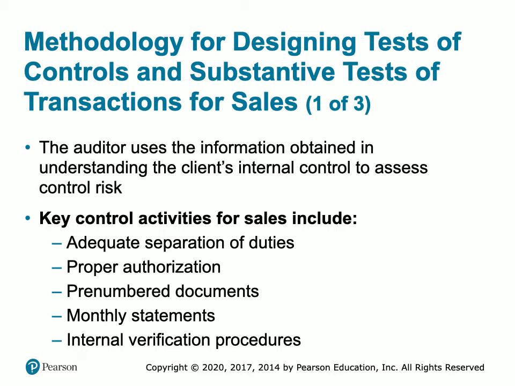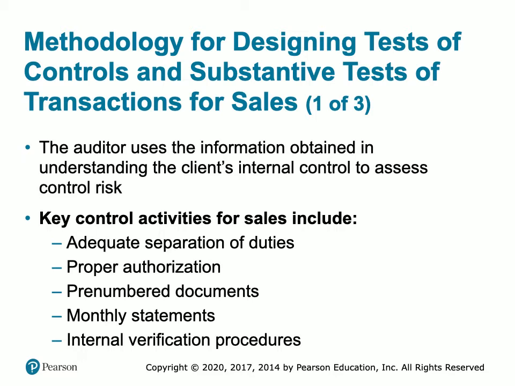So how do you design the test of controls and the substantive tests for the transactions? You want to understand first how the controls work. Do you have adequate separation of duties? The person who invoices a customer is not the person who ships the goods, is not the person who records cash receipts. Do you have proper authorization? Authorization that the customer is creditworthy, for example.